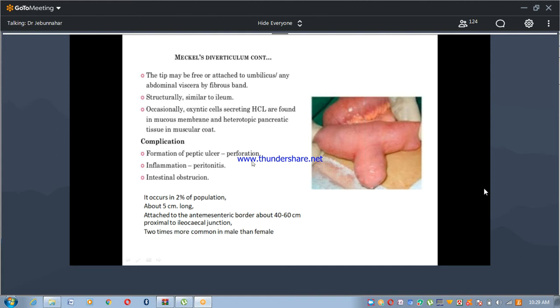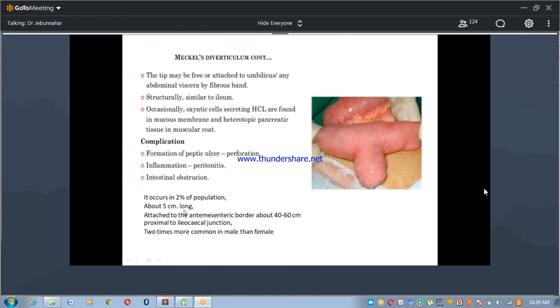Formation of the peptic ulcer, which may cause perforation of this Meckel's diverticulum. There may be inflammation or peritonitis, and there may be intestinal obstruction. These are the complications of the Meckel's diverticulum which you should keep in mind during examination.